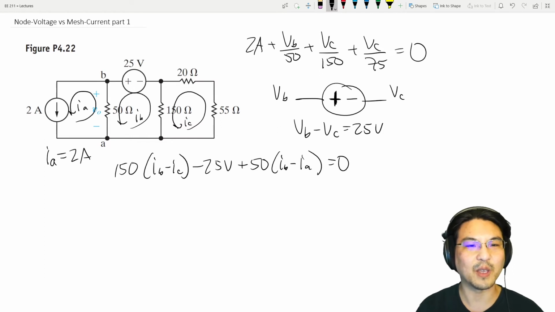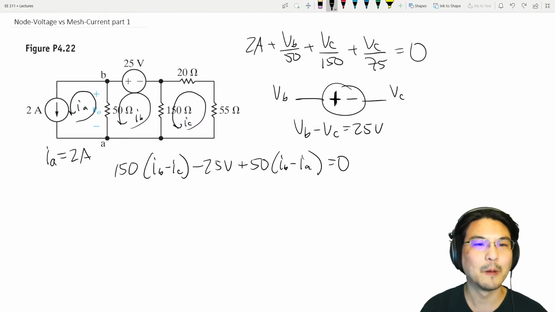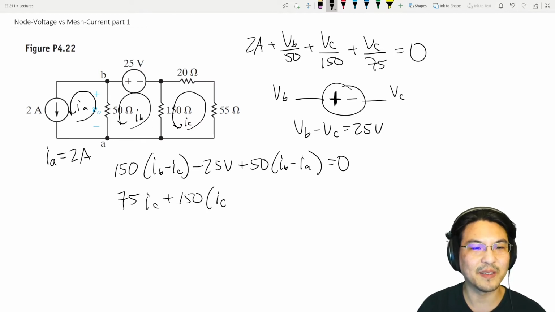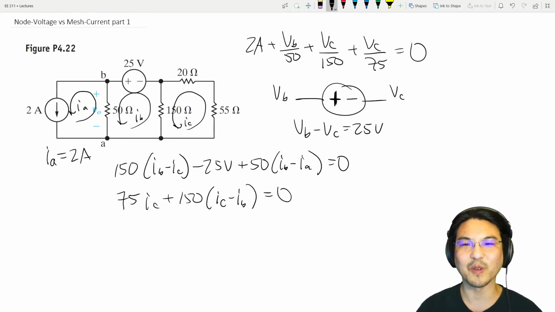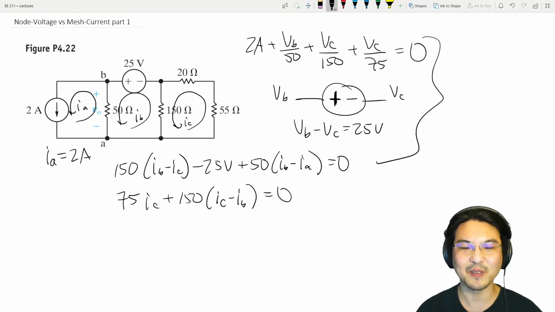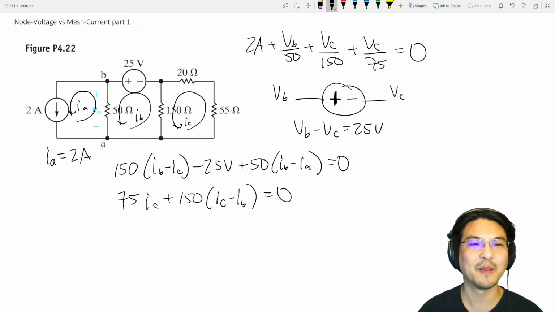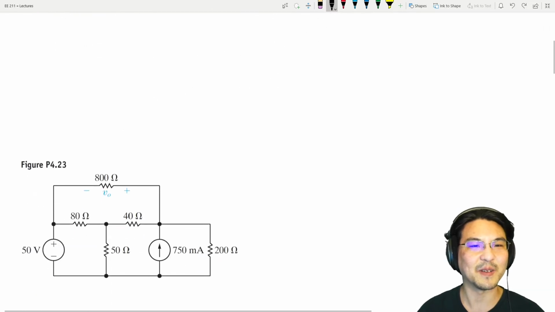Okay, now let's go KVL for mesh C. I'll start right here going counterclockwise. So we got these two in series, so 75 IC, and then now we're over here, 150 times IC minus IB. And here we go, two equations, two unknowns. So I don't know if there is any real advantage of one method over the other. Maybe this looks a little bit simpler to solve the math. Okay, let's try another problem.